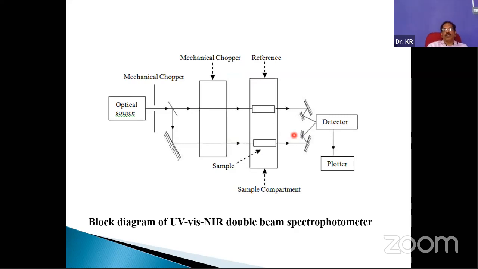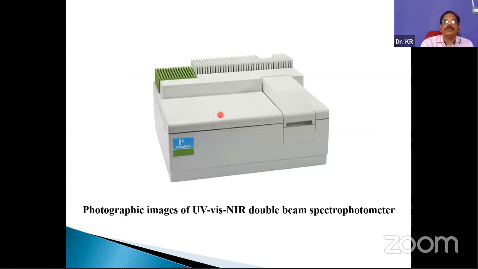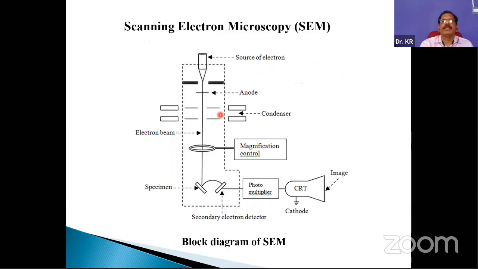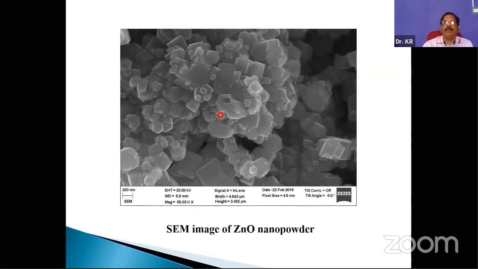This is the UV visible near infrared double beam spectrophotometer, which is used to study the optical properties like the transmittance, absorption, and the reflection of thin films deposited by various techniques. This is the transmittance versus wavelength graph, recorded using the UV visible NIR spectrophotometer for the zinc oxide films. Then the surface morphology of the thin films can be studied using scanning electron microscope. This is the SEM image of a film deposited in our laboratory.